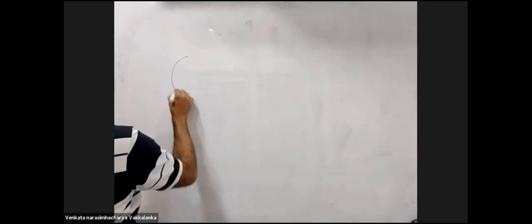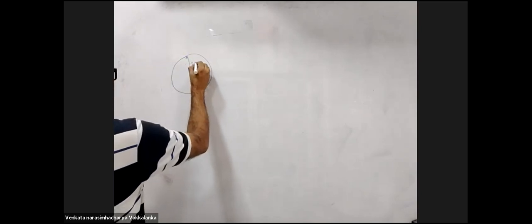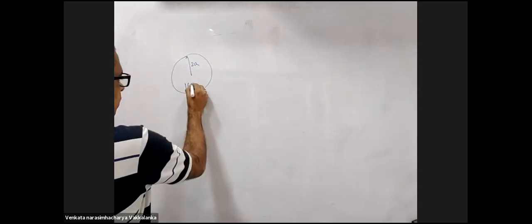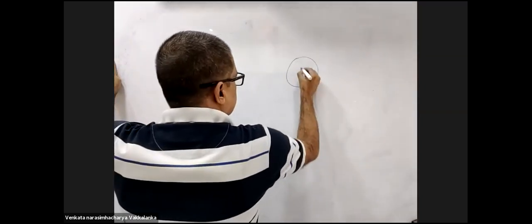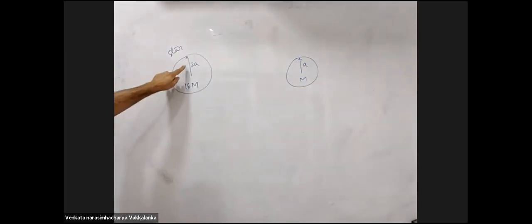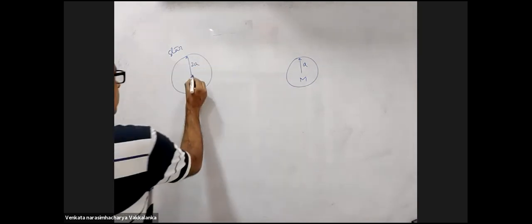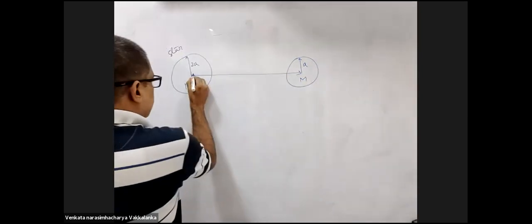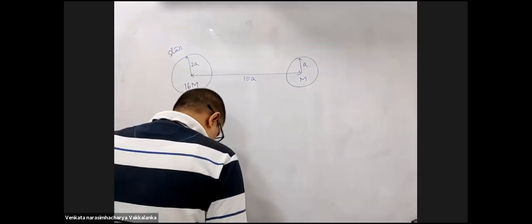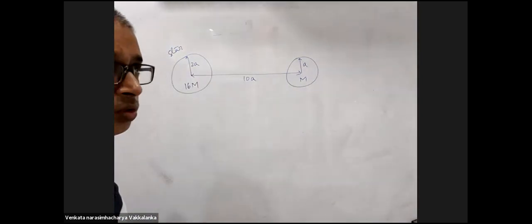Now listen. This is a star of radius 2a. a is astronomical unit. There is another star of radius a and mass M. A bigger star of radius 2a, a smaller star of radius a. Distance between the centers is 10a. a is astronomical unit. Till here is the question clear?